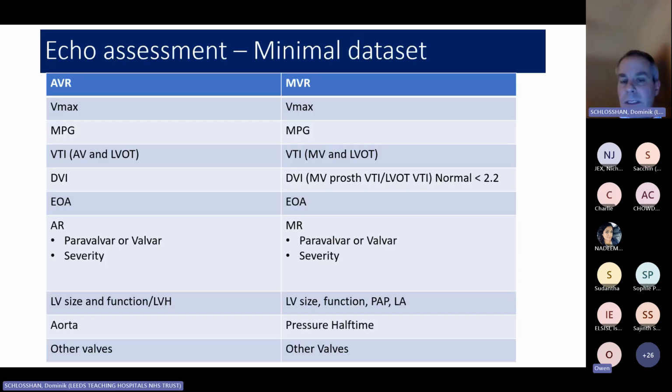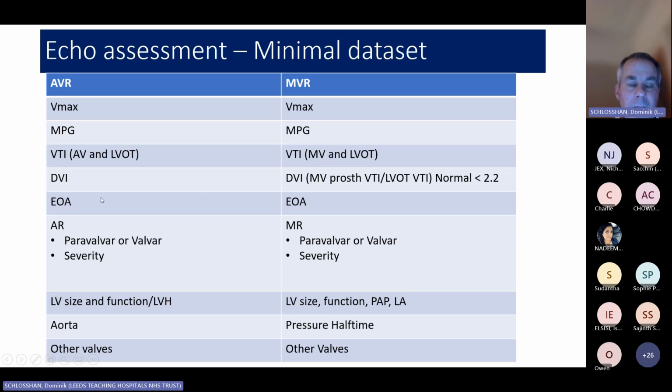What do we need from the echo? This is a busy slide, and I think most people know what you need. There's nothing new here. The only thing I would appeal to people is that you do the VTI, both in the aortic valve and the outflow tract. And if you have all that data, then one can usually try to figure out what's going on.